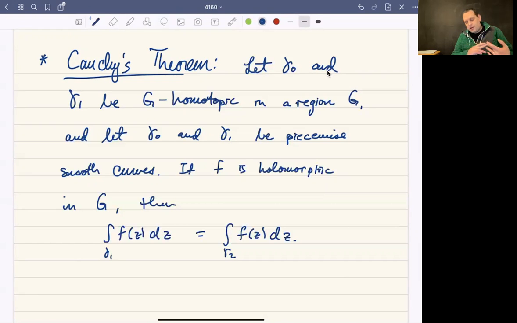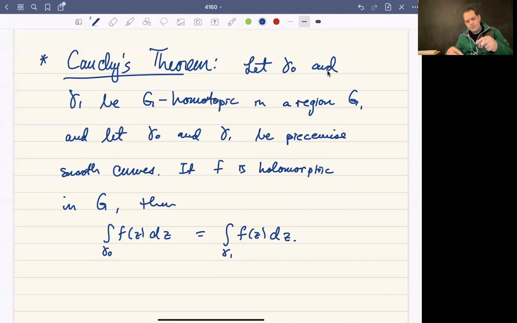If gamma 1, and I'm using gamma 1 and gamma 2 here, so just to be consistent with myself, I should call one of these gamma naught. But if these two curves, gamma naught and gamma 1, are homotopically equivalent as closed curves, so say we're back to the square and the circle example, this is still true. And that's a pretty remarkable theorem if you think about it.